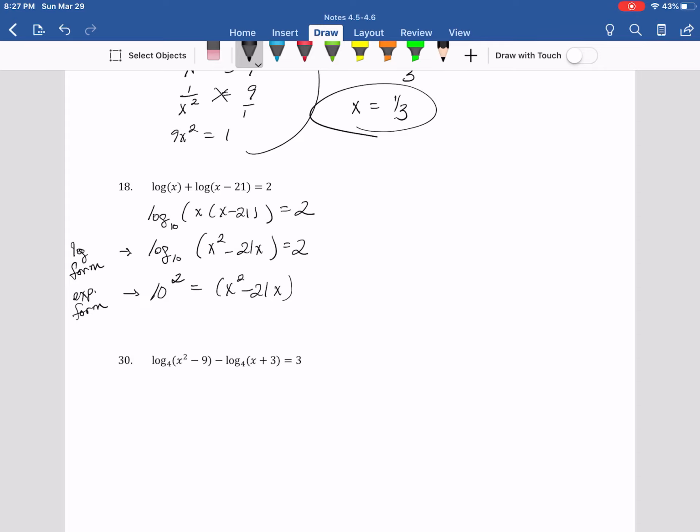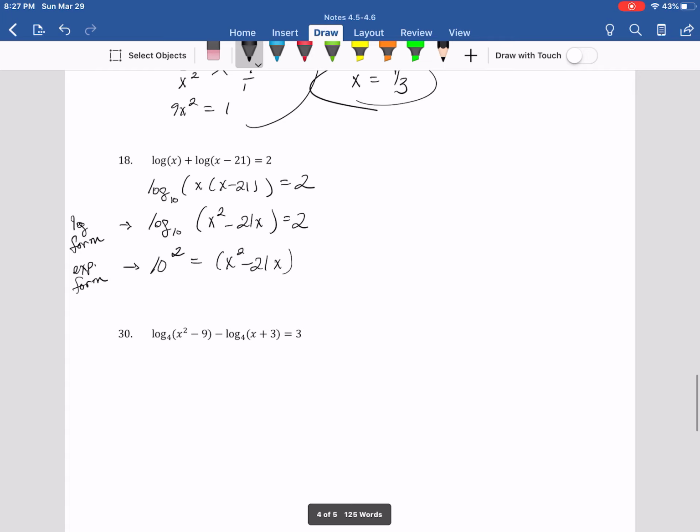So if you need some more practice, go back in your homework, or you can just simply Google log form to exponential form, and you'll see lots of different ways of that being explained. All right, well, 10 squared is 100. Let's just call it 100. And I'm going to try to solve this equation for x.